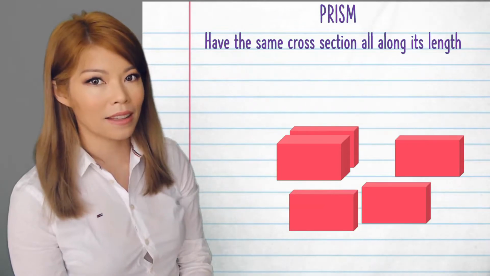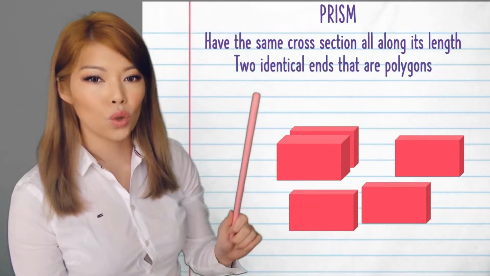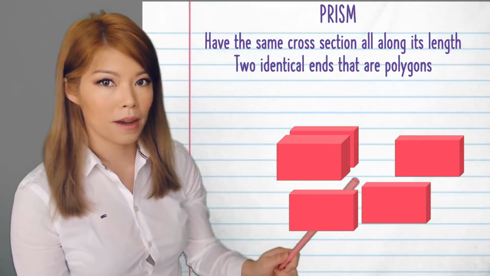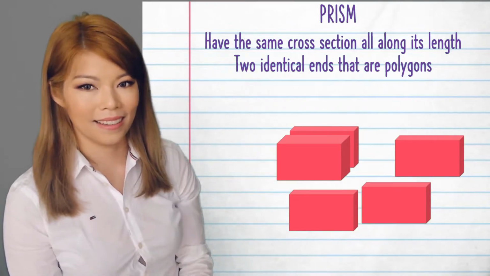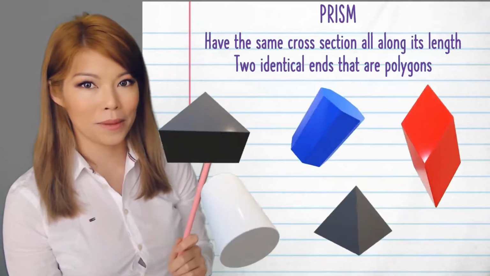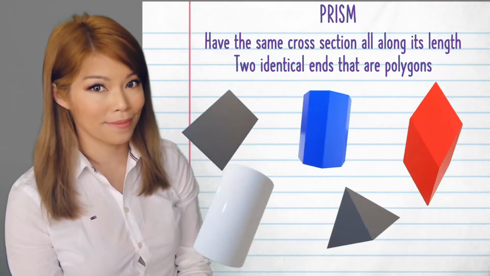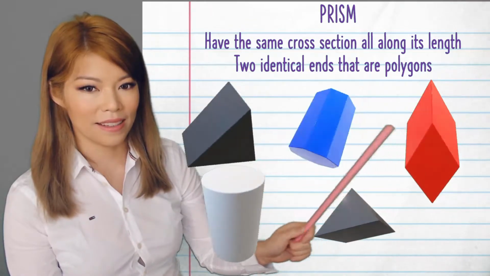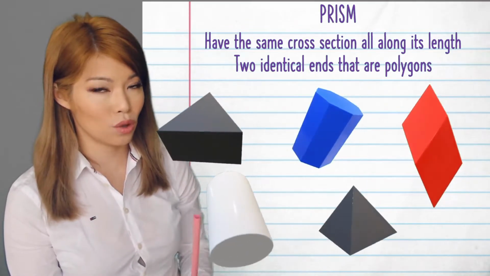And the second thing that makes it a prism is there's two identical ends that are polygons. So the top and the bottom are polygons. According to these two statements, which of these are prisms? Have a guess. So these three are prisms and these two are not.